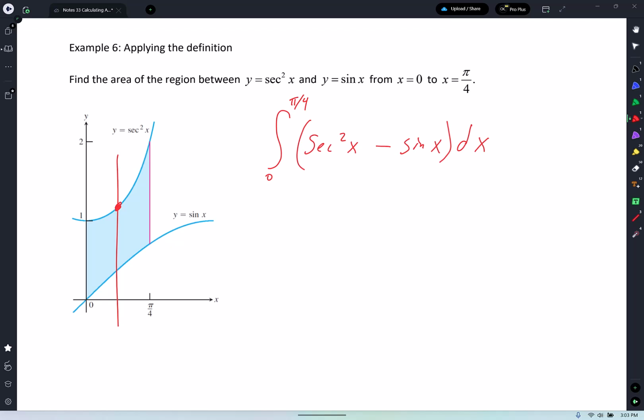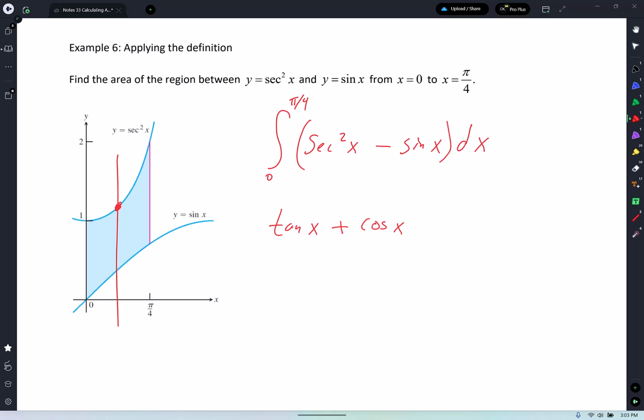What's the antiderivative of secant squared? Is it secant or is it tan? It's tan. Yeah, the derivative of tan is secant squared, guys. The derivative of secant is secant x tan x. So there it is. What's the antiderivative of sine? Cosine x. So the derivative of cosine is negative sine. Do you guys see that?